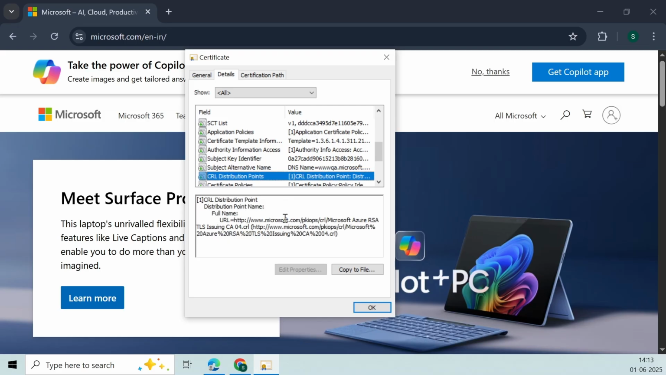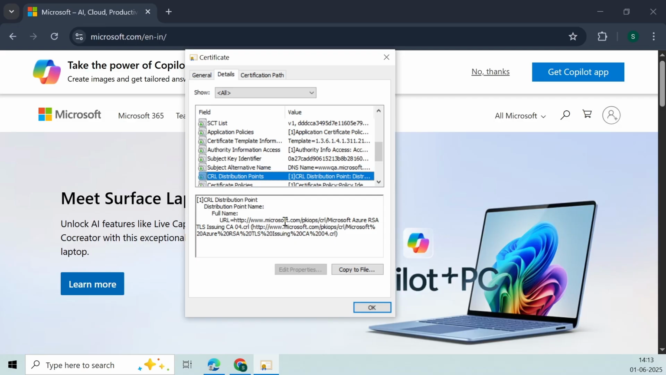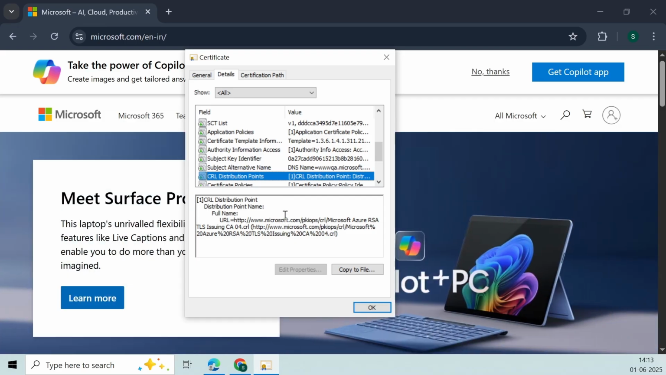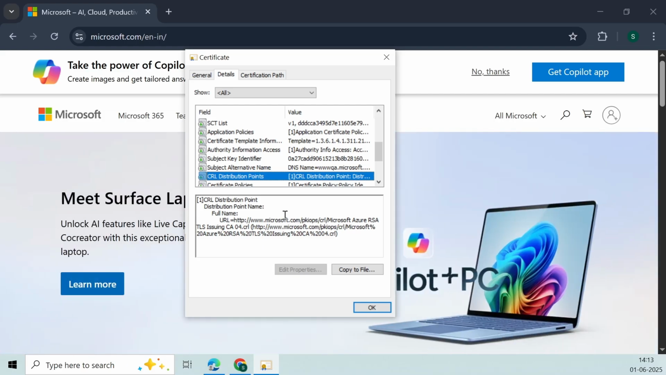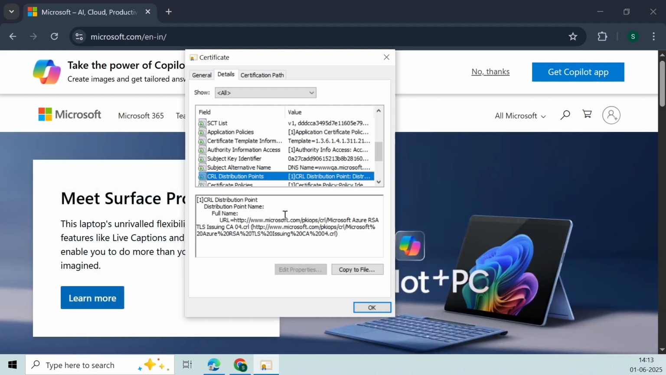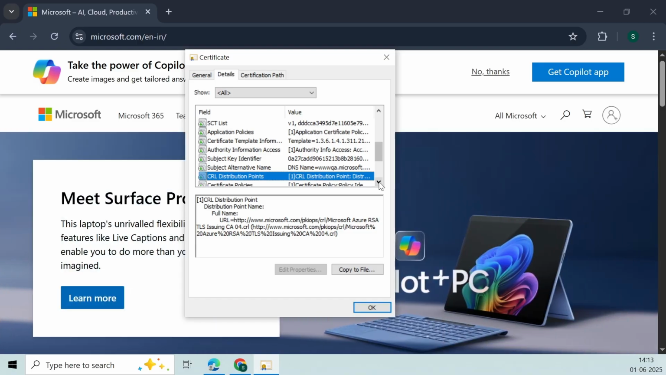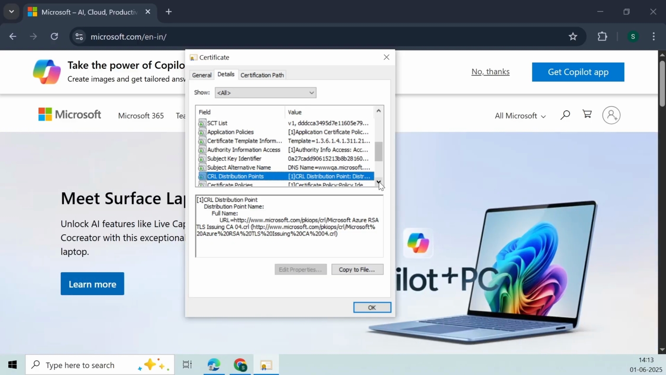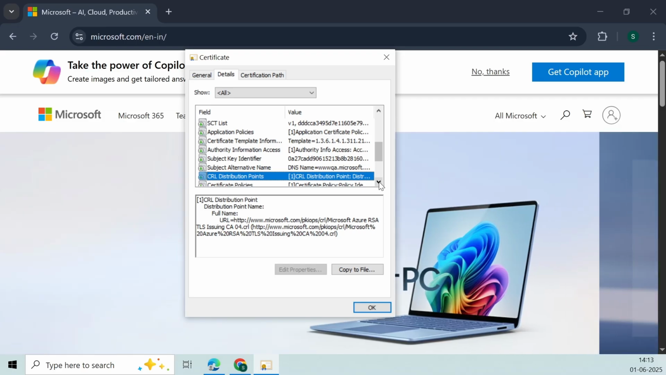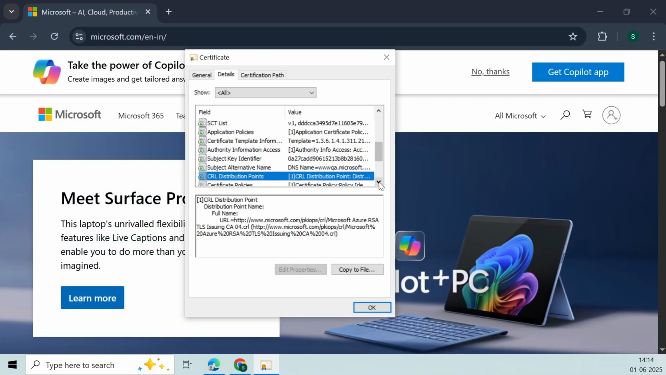Then we have the CRL distribution points. So this is one of the major attributes. Okay, so using this, we get to know whether this certificate is valid or it's revoked. So the legitimacy of this certificate would be discussed using the CRL distribution points. Okay, we'll discuss all these topics in depth in a coming session. But for now, just get to know that these are the attributes which will be there in the certificate.